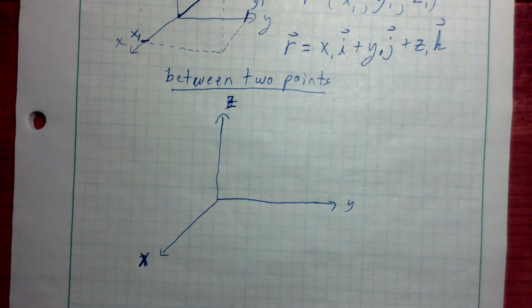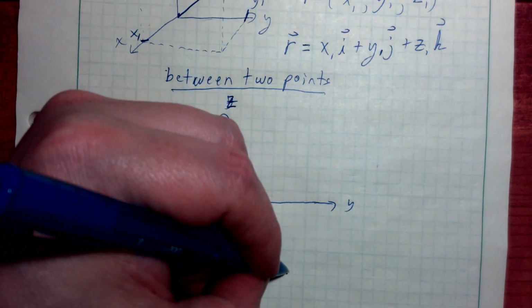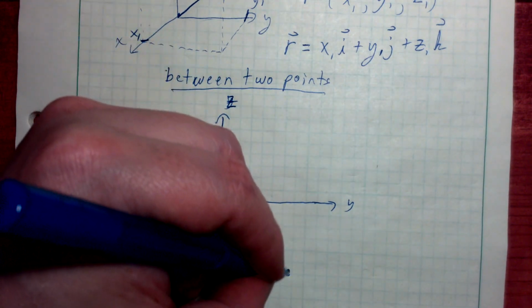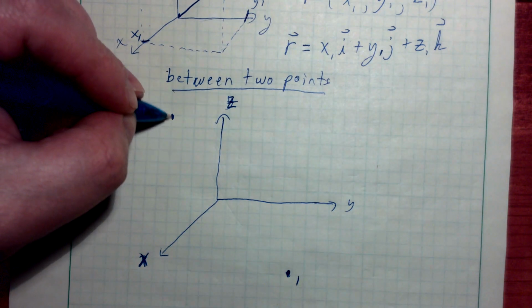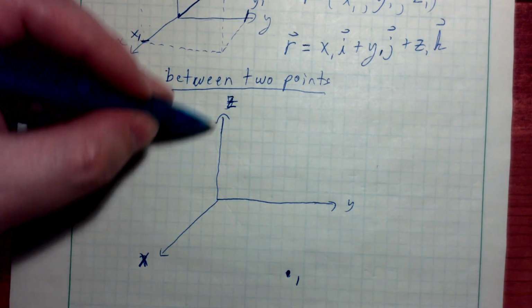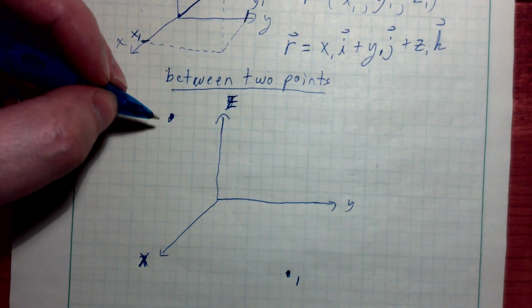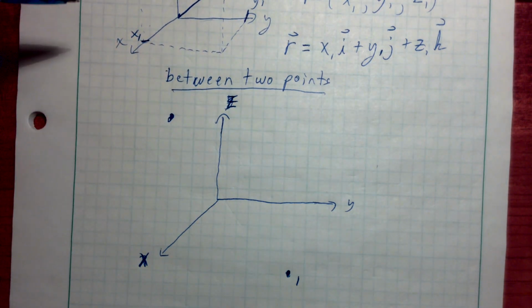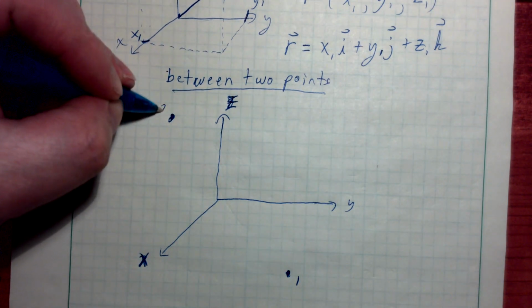So let's say the first point is down here, just slightly below the XY plane. We'll call this point 1. And we'll say point 2 is up here. It's behind the XZ plane, this being Z. So slightly behind the XZ plane, a little bit in the negative Y direction. Okay, and this would be point 2.